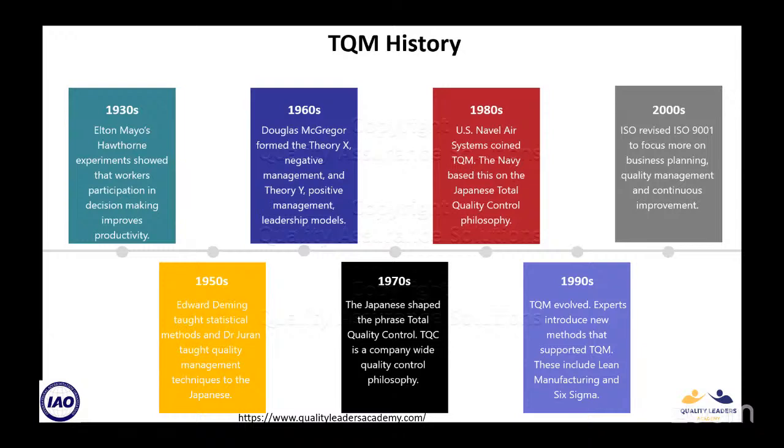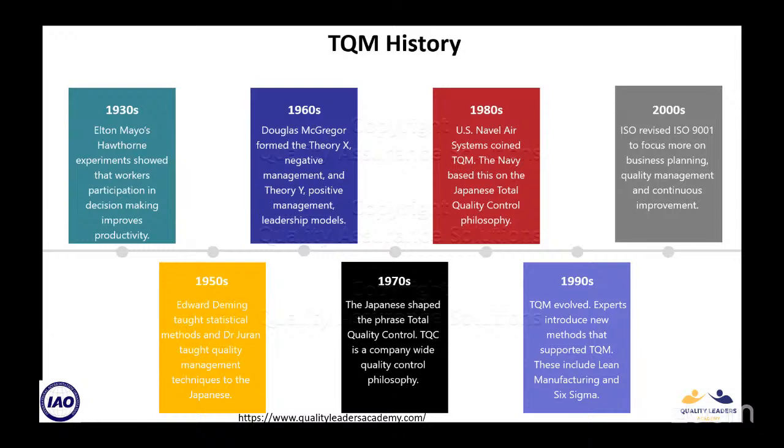We have adopted it from different industries. You see, the start of the TQM movement drew from the Hawthorne studies in the late 1920s and early 1930s. And then Deming and Juran's work in Japan, and then the US Navy's formal use of the term TQM in the 1980s. So in a way, that's the evolution of TQM.